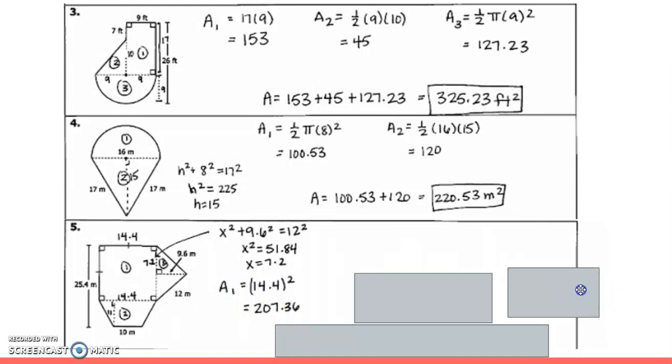The triangle height is 9.6, and then the base should actually be 14.4, not 7.2. So this area is going to be a little bit off.